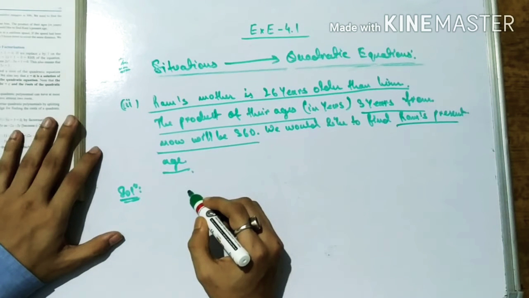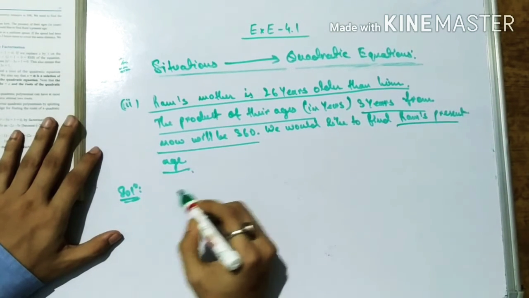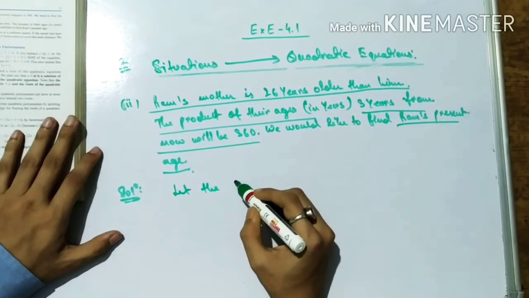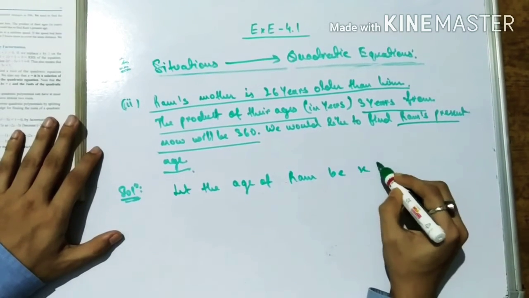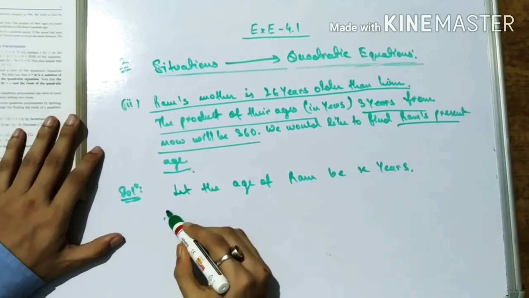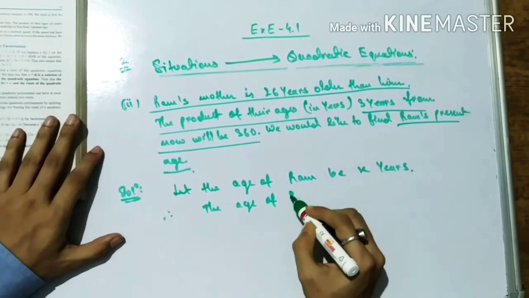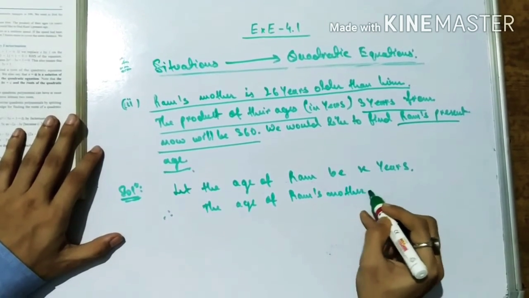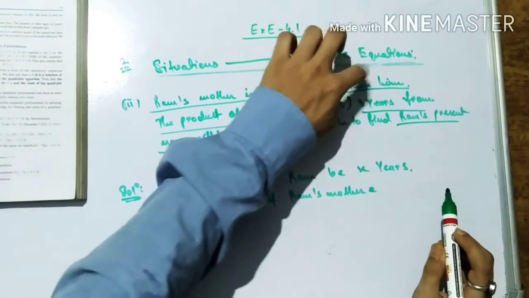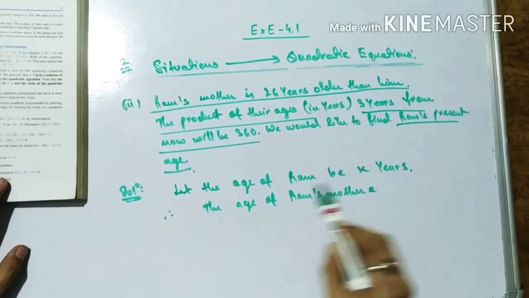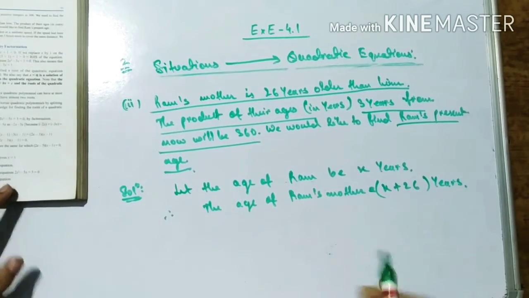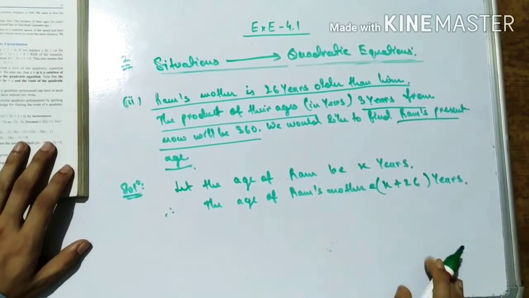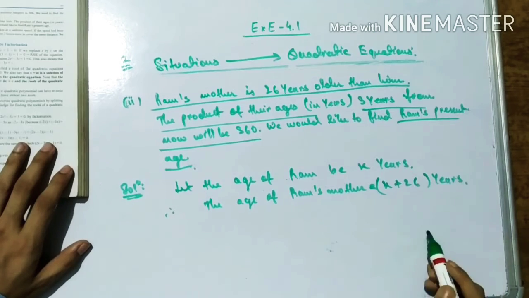So in here you see, I will write: let the age of Ram be x years. Therefore the age of Ram's mother will be 26 years older than him. Ram's age is x years, then Ram's mother's age will be x plus 26 years. Ram's mother's age is 26 years older than him.